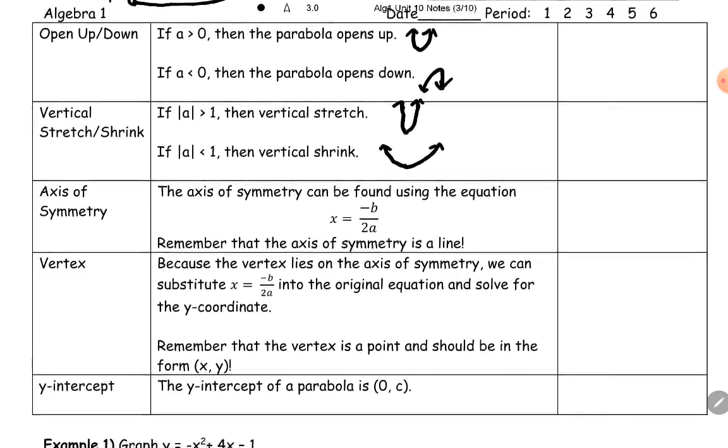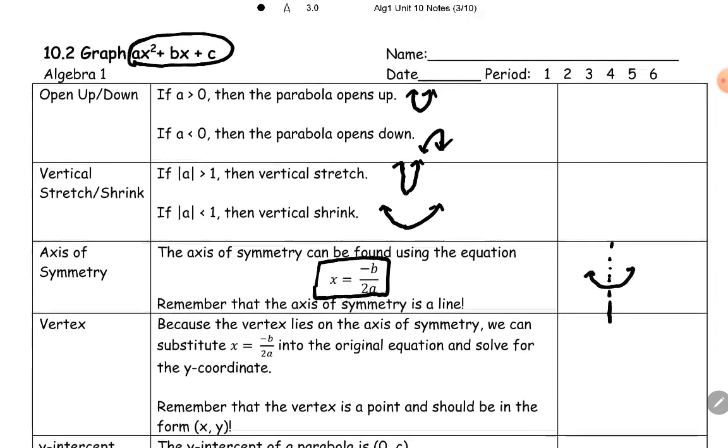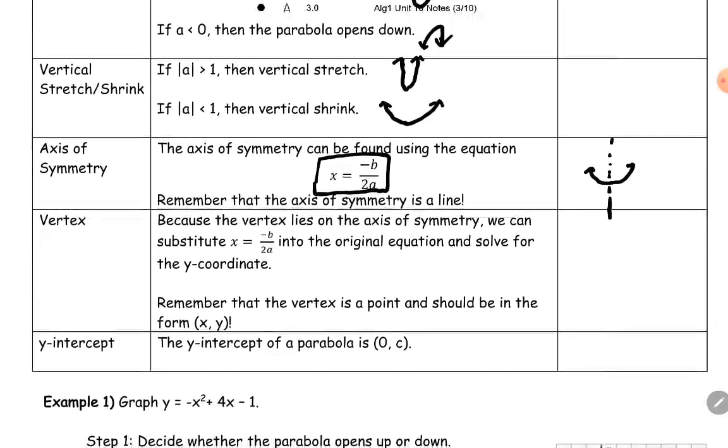The axis of symmetry, so if, let's say we have a parabola here, the axis of symmetry is the line that cuts the graph in half into two symmetrical parts. It can be found using this equation here, x equals negative b over 2a, where a, b, and c are in the equation. We can use this to find our vertex. So remember, this point here, the lowest or the highest point, is our vertex, and we can use the axis of symmetry to find our vertex.